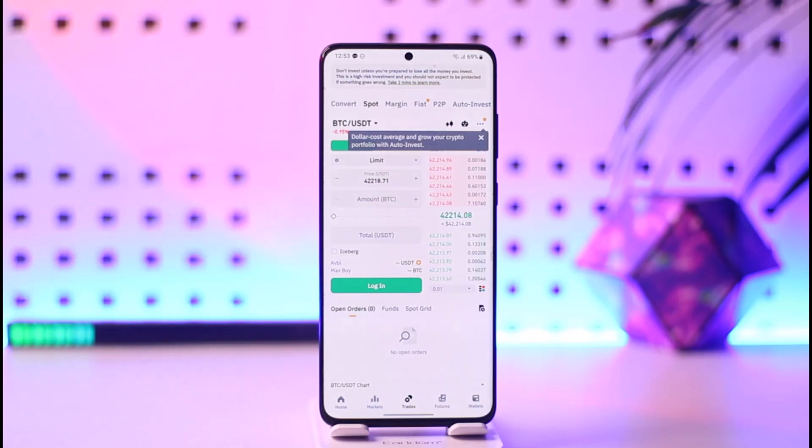Now section 4 is the practical trading tips, because research is key. Analyze market trends, use technical analysis tools, and stay updated on news that might impact the market. Start with small trades to understand the platform and gradually increase your position size.